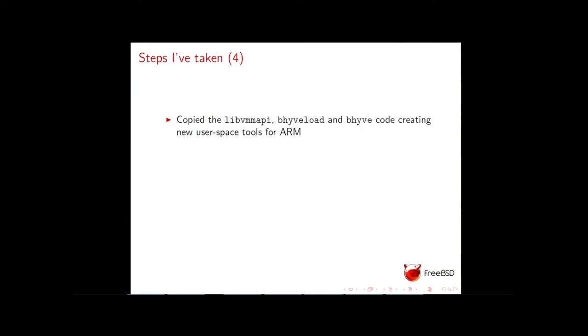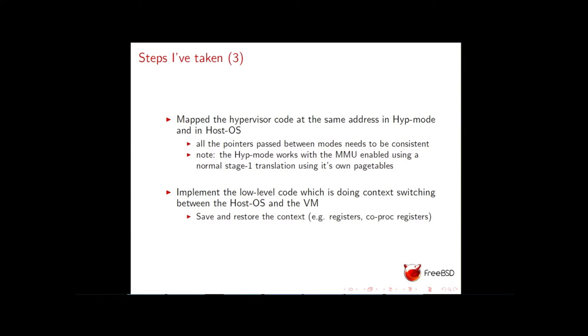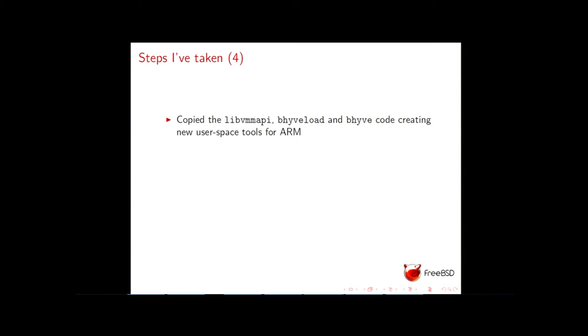Until here, I've worked on the kernel code, basically the hypervisor. In order to be able to run a virtual machine, we need some user space utilities which load the guest OS image and instruct the VMM code, the kernel code, to run the virtual machine, like QEMU with KVM, like bhyveload and bhyve run on x86. The same we should do on ARM. These are other utilities that have been written from scratch, respecting the model from x86.